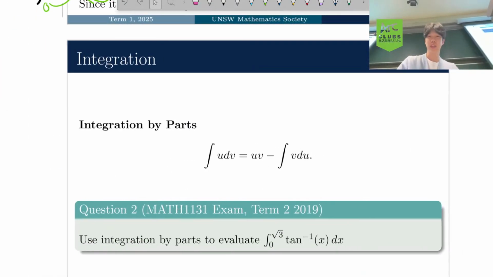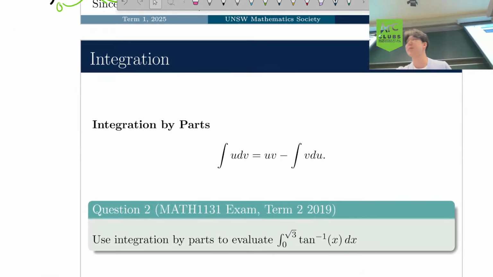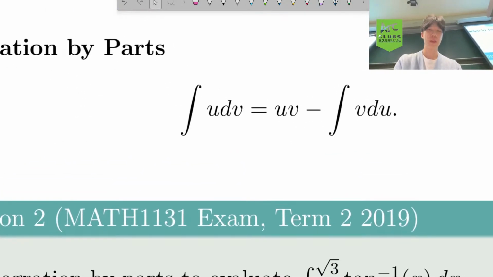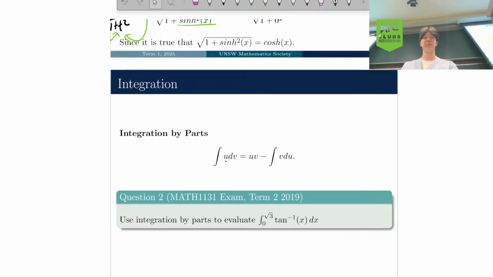So now we're going to be looking at this trick called integration by parts. What integration by parts is, it's just a neat little formula that allows us to integrate the product of two different things.